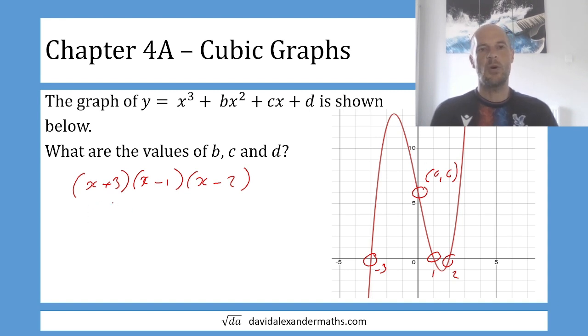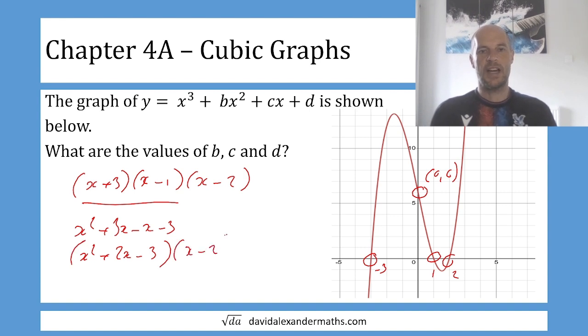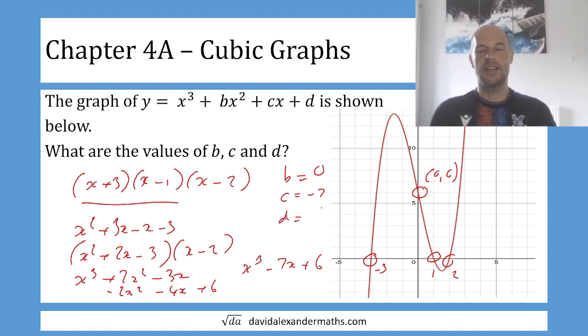Okay, so all we need to do now is expand the brackets, so I'll just do these two first. That's going to be x squared plus 3x minus x minus 3, so x squared plus 2x minus 3, multiplied by x take away 2, so x cubed plus 2x squared, take away 3x, and multiply everything through by -2, so minus 2x squared minus 4x plus 6, and that will give me x cubed plus 0x squared minus 7x plus 6. So b will be 0, c is negative 7, and d is positive 6.